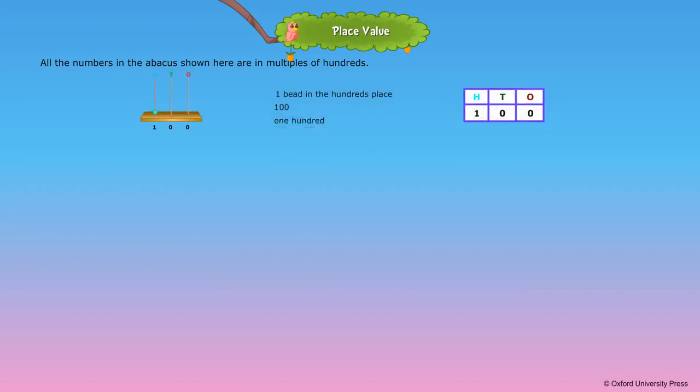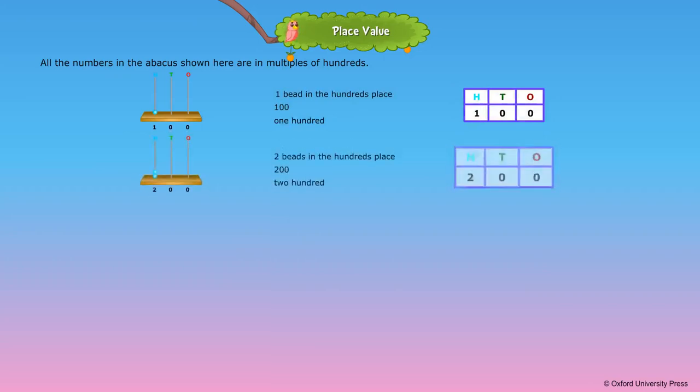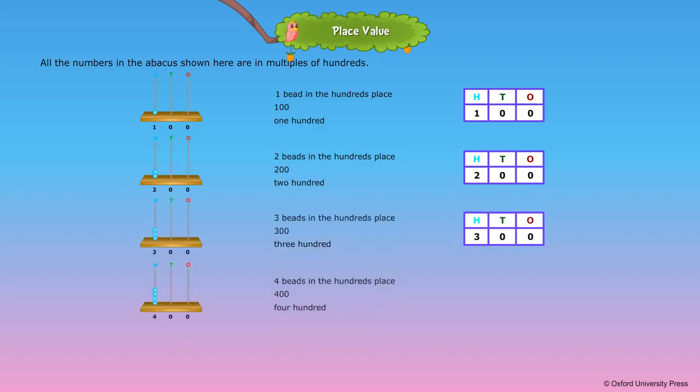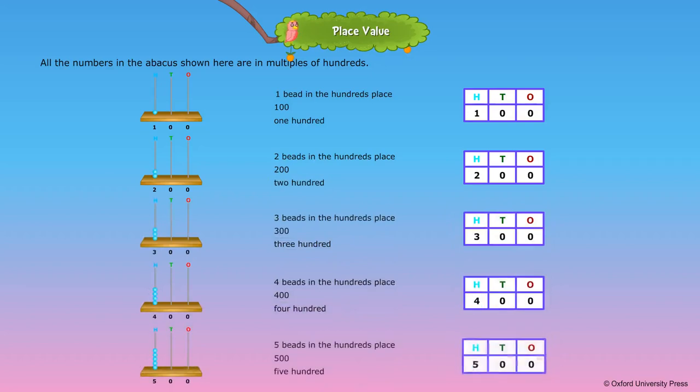One bead in the hundreds place, 100. Two beads in the hundreds place, 200. Three beads in the hundreds place, 300. Four beads in the hundreds place, 400. Five beads in the hundreds place, 500.